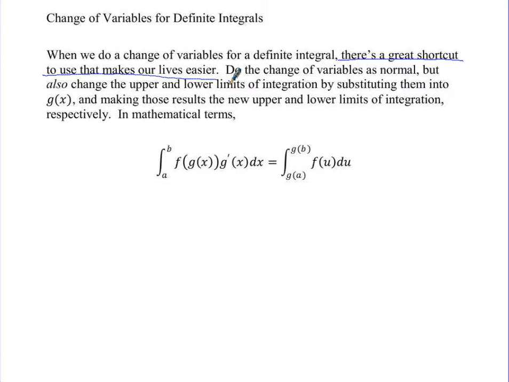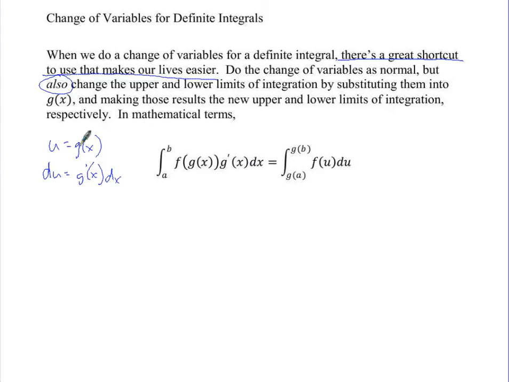Basically, do the change of variables just like we learned how to do already. But also, change the upper and lower limits of integration by substituting them into g of x and making those results the new upper and lower limits. So if this is your original function, you would let u equal g of x, and then take the derivative, du equals g prime of x dx. So du takes out this part.